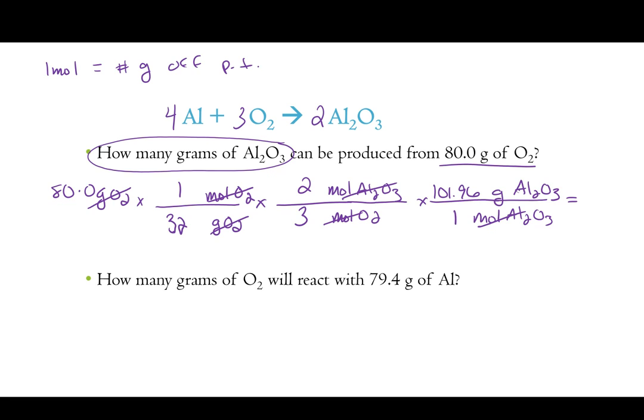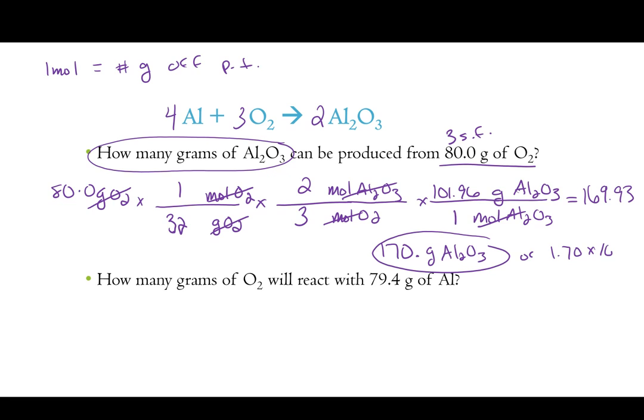When you are calculating this, calculate everything across the top, calculate across the bottom, and then divide those two numbers. You're going to get 169.93. What I was given was 3 significant figures, so you always base the significant figures of your answer off of what you were given. So 169.93 can be 3 significant figures by making it 170 grams aluminum oxide, or always an acceptable option would be scientific notation. So 1.70 times 10 to the second grams aluminum oxide.